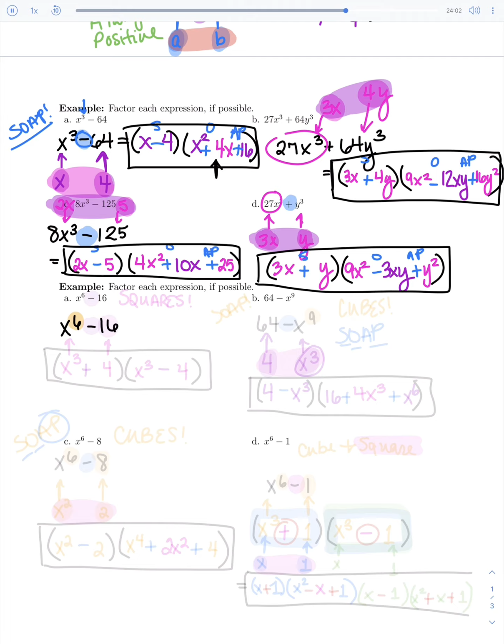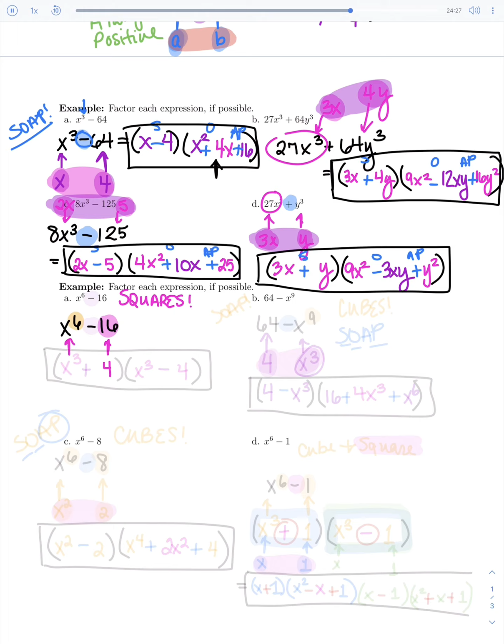What's going to help you is that second piece, the 16. The 16 is only one or the other. It's not both. It's not a square and a cube. It's actually only a square. What do you have to square to get 16? A 4. So I'm going to write off to the side that I'm specifically doing squares on this.